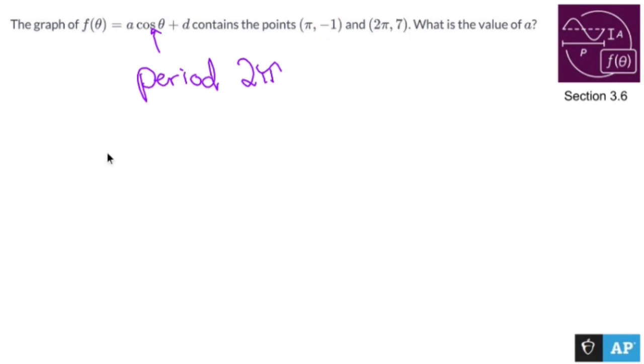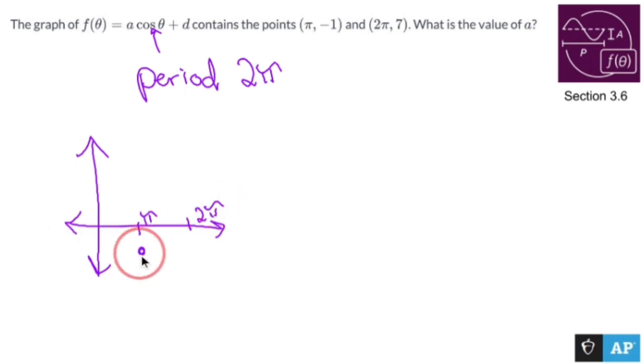Well, let's try to graphically look at the 2 points that I am given. The 2 points that I'm given happen at pi and 2 pi. Pi is -1 down here somewhere, and 2 pi is 7 up here somewhere.